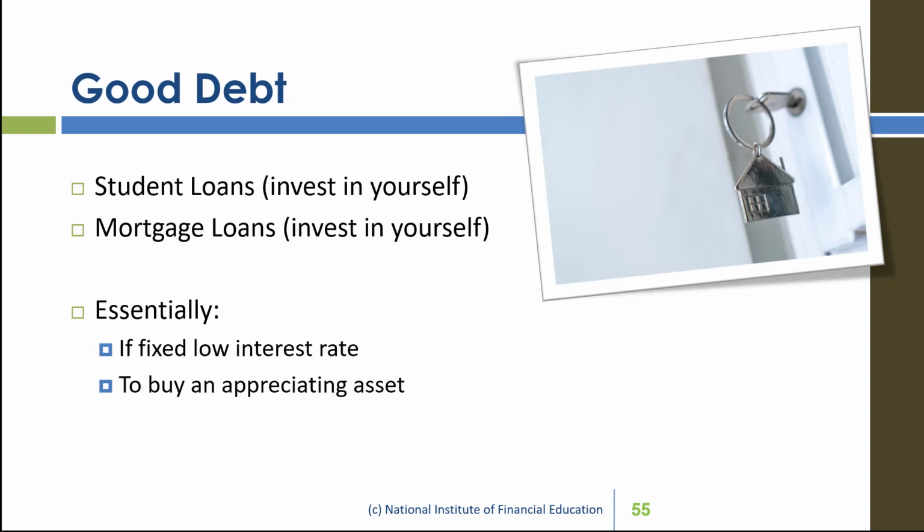Now, there are 2 types of good debt. I think of student loans as a possible form of good debt and mortgage loans as a form of good debt. And you'll notice I consider both of those investments in yourself. When I have a student loan, I'm investing in my education. I will borrow to invest in myself when I'm creating skills and capacities and abilities to do that. And I will borrow to buy real estate because I find that is an investment in myself as well.